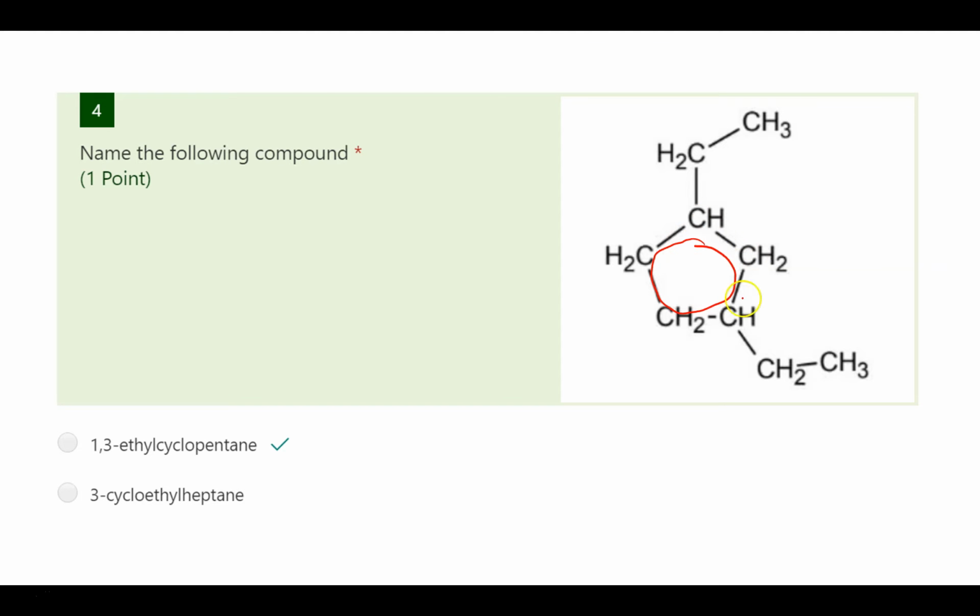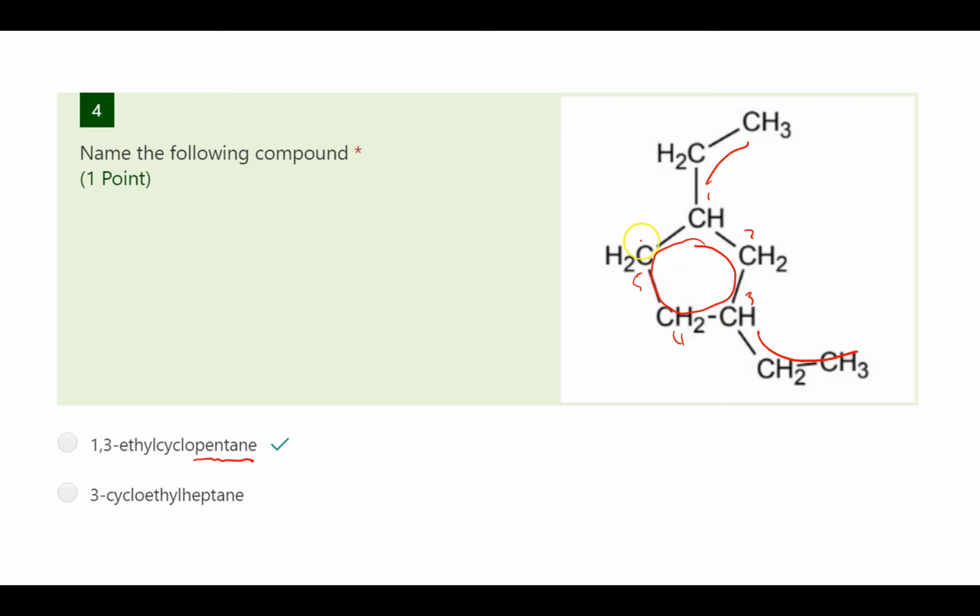Anyway, so cyclo. So we look at the cyclo first and go 1, 2, 3, 4, 5. That wasn't the numbering in order. That was just me counting them up. So that's a pentane. Okay. So we know it has to be that out of the 2. But then we have these ones here. So let's see how they come about. So these are our ethyl groups. And we number them in whatever way gives us the lowest possible.